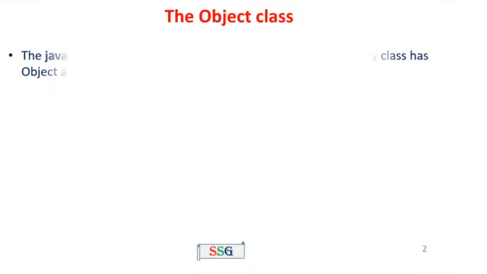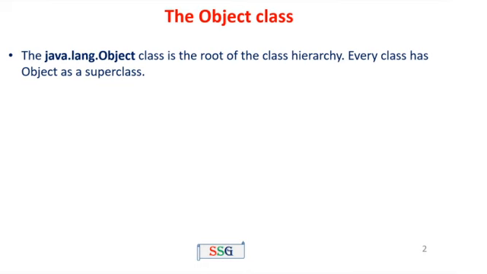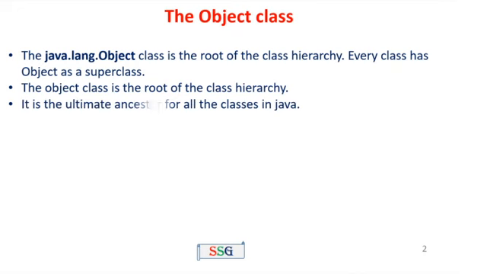The first one, Object class. Object class is one of the classes in java.lang. So Object class is the root of the class hierarchy. Every class has Object as a superclass. That means the Java language contains a lot of classes, and the Object class is at the top of the class hierarchy. It is the ultimate ancestor for all the classes in Java.